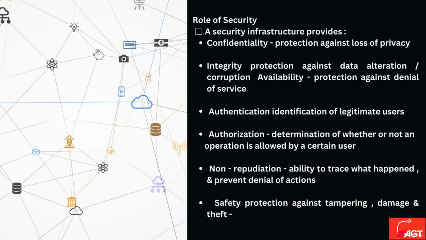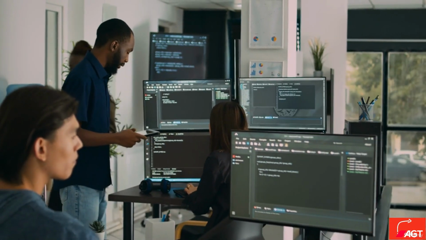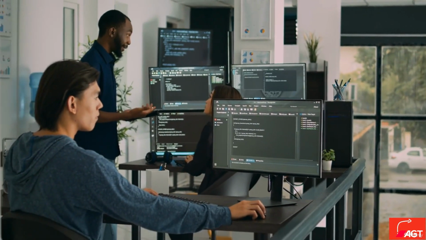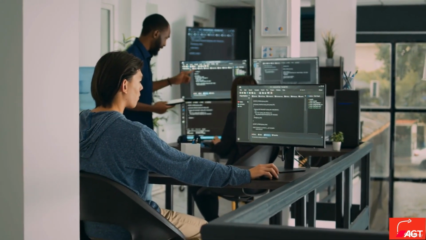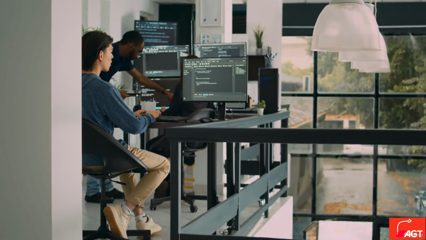The importance of security in cloud computing cannot be overstated because it offers a number of advantages that are essential for maintaining the availability, confidentiality, and integrity of cloud services and data. The main functions of security in cloud computing are as follows.